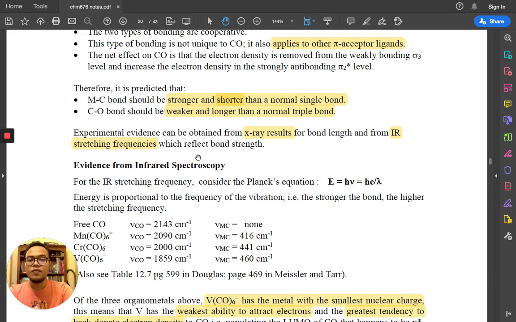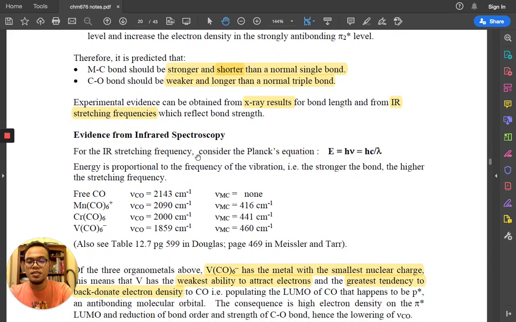So experimental evidence can be obtained first. This is the most accurate one through X-ray results, where you can accurately measure the bond length of your metal to carbon or carbon to oxygen, or we can have IR stretching frequencies, which will reflect the bond strength. I hope you still remember IR. This is the most fundamental part of this particular subtopic.